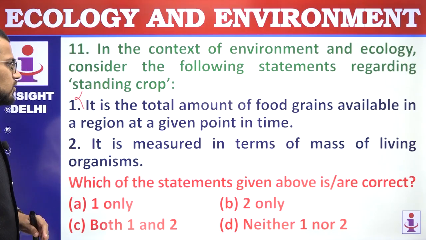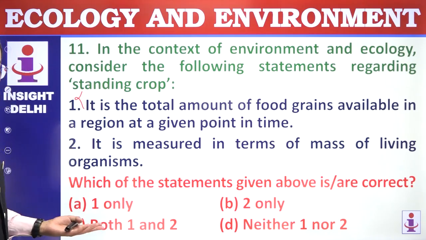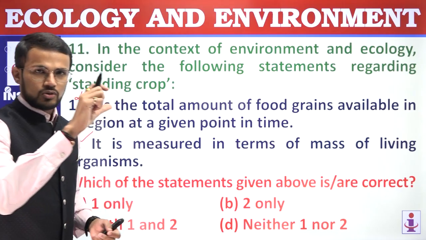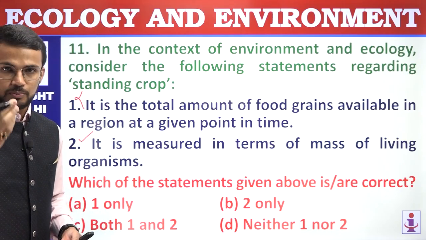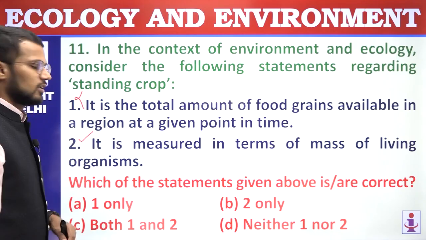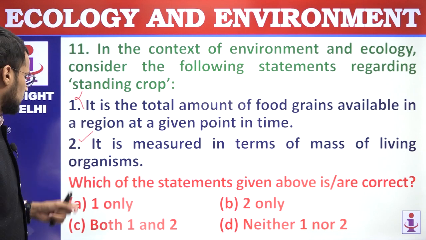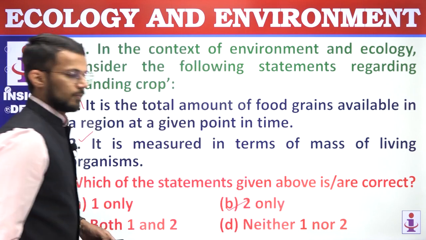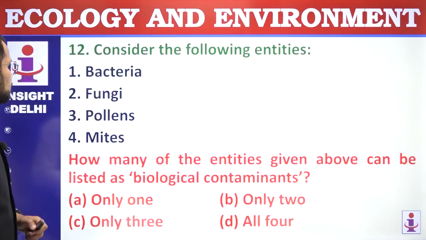Second, it is measured in terms of mass of living organisms, right? So that is a correct statement, because living organisms constitute a particular trophic level, and their mass, that means biomass, is nothing but standing crop. So the second statement is correct, first is incorrect. Answer is B, 2 only. Question number 11, answer is B.